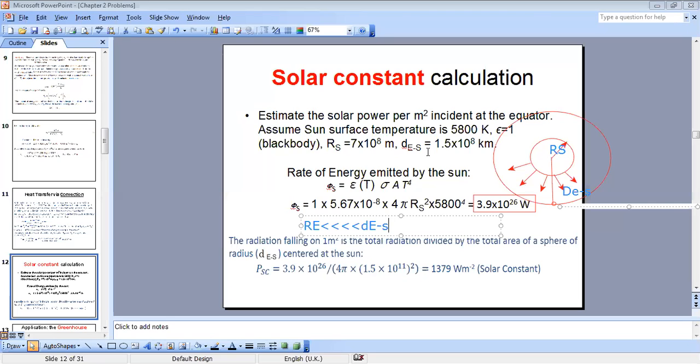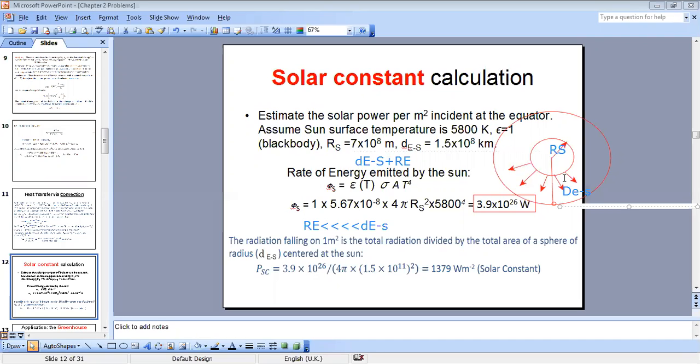So if you want to be very accurate, then since you are interested in what is happening at the equator level, you should add the radius of the Earth to this distance. So you can say that the radius of the big sphere that I am interested in is equal to DES plus the radius of the Earth. But this will not affect the result a lot because, as we said, we can neglect this term compared to this one.